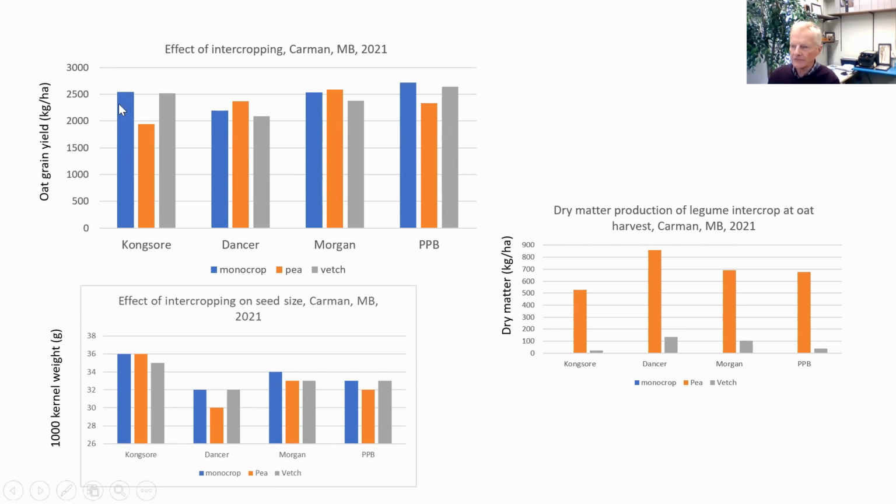On the top left is the grain yield: the Kongsor by itself, Dancer by itself, Morgan by itself. And here's a PPB line, one of the better performers, which comes from northern Alberta. So that's the yield on its own. The orange bar is the yield when it's intercropped with peas, and the dark bar is when it's intercropped with vetch, hairy vetch as a cover crop. So that data kind of speaks for itself.